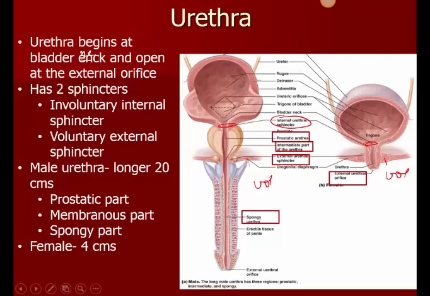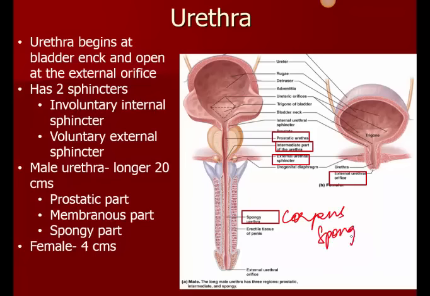Now in males, the urethra is much longer. It's about 20 centimeters long. It has various parts to it. There's a part which passes through the prostate gland called the prostatic urethra. Then there's a part where it passes through the perineum. The perineum is the area between the thighs in front, the genital area. There are two membranes present here, so this part is called the membranous urethra. And then it goes into the penis. This is called the penile urethra, or also the spongy urethra, because it passes through something called the corpus spongiosum.